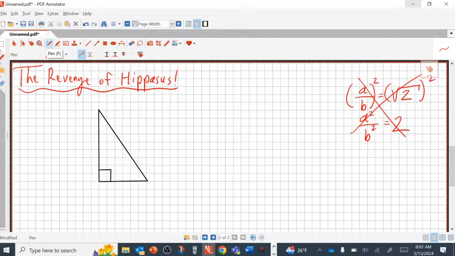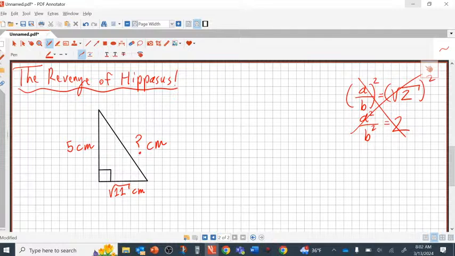And let's see here. This is going to be 5 centimeters. This is the square root of 11 centimeters. What's this? What do you guys think about that? I've just put an irrational number in for the leg of a right triangle. How do you think that is going to work? Give it a try and teach. Go ahead and talk to your partners, guys.